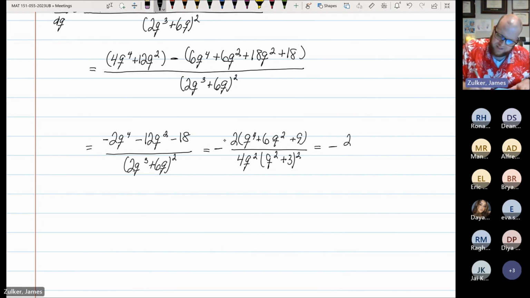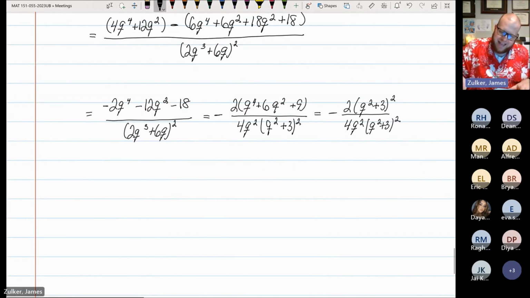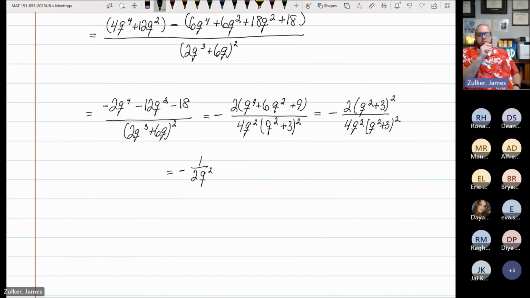And then isn't this, look at that. We're going to be left with just negative 1 over q squared. Or negative 1 over 2q squared. How nice is that?